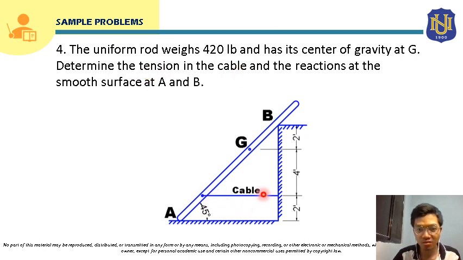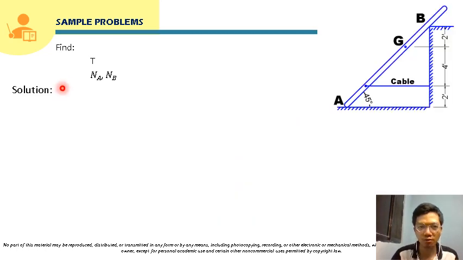So the cable is this, so we have to determine the tension force that is provided by this cable, and also we have to solve for the reactions at the smooth surface at A. So we will solve for the normal reaction here, and also for the normal reaction here at B. Okay, so let's start solving this. So we will solve for T, which is the tension force provided by this cable. We will also solve for NA, or the normal reaction at A, and also for NB, or the normal reaction at B.